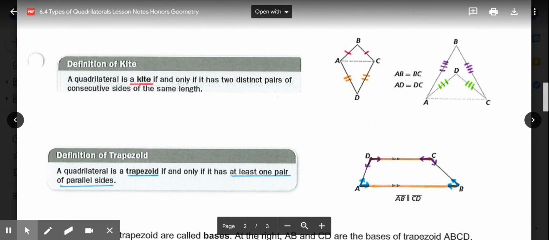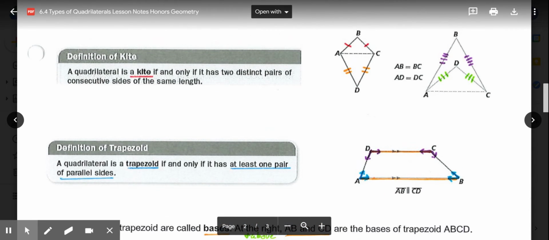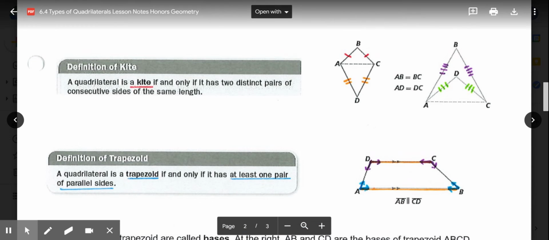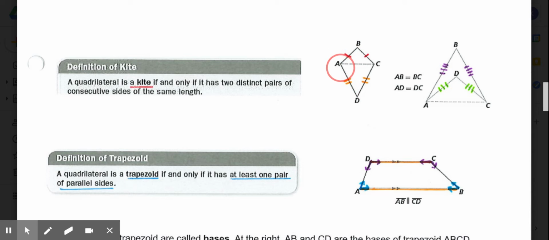Now we're adding a couple more definitions. Next up is a kite. A quadrilateral is a kite if and only if it has two distinct pairs of consecutive sides of the same length. So consecutive sides means they have to share a vertex. So like side AB and BC are consecutive. Side AB and AD are also consecutive. They share A as a vertex.